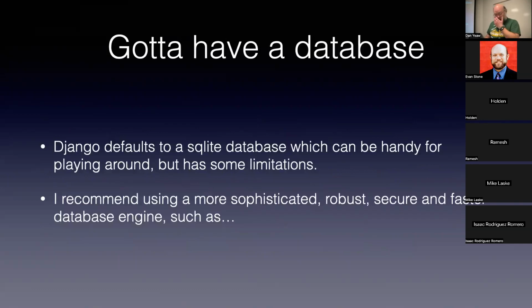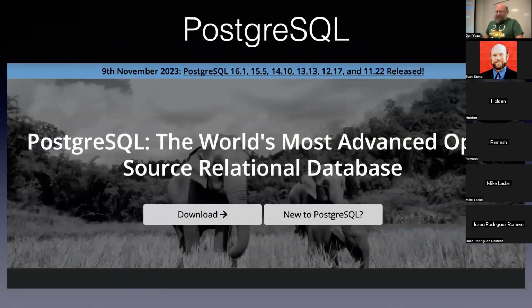Okay, and if we're going to have models, we've got to have a database too. So Django defaults to a SQLite database, which is fun to play around with, but it has some limitations. I recommend using a more sophisticated, robust, secure, and faster database engine, such as, I know I've talked about this more than once in these meetups, Postgres or PostgreSQL. Most people just say Postgres.